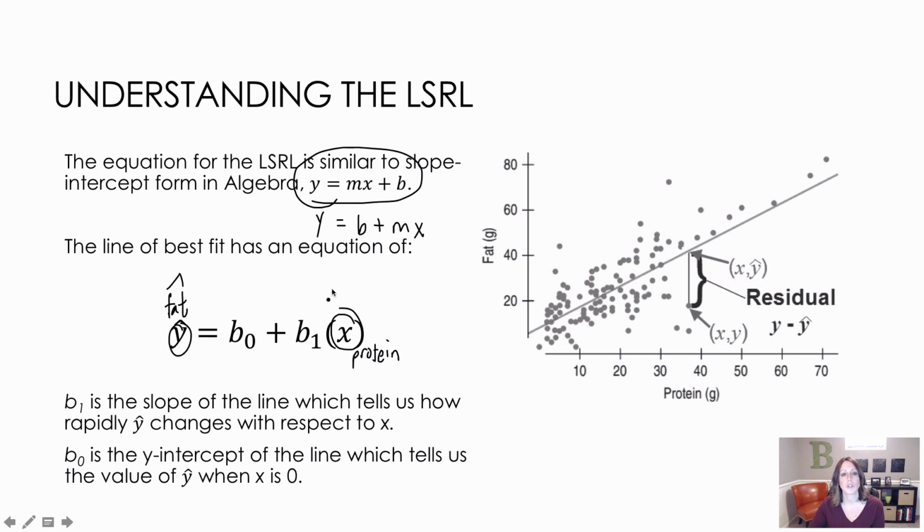B1 is the slope. So just as before m is the slope, we're just calling it B1. Up here, this would be our y-intercept. That's essentially what this is, B sub 0.